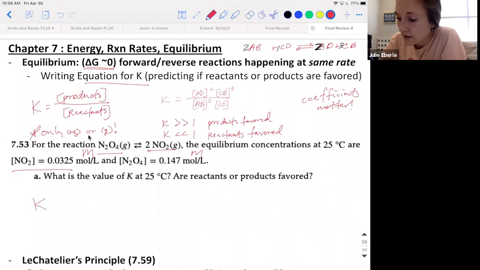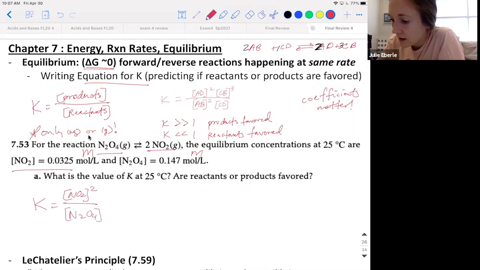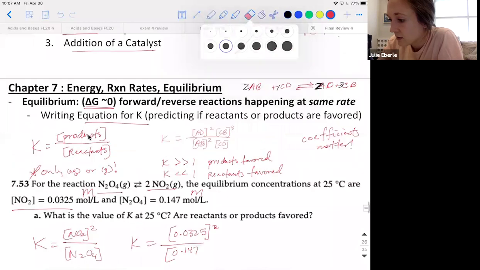So we say K is going to be equal to my product squared over my reactant. Coefficient is just 1. So now we say K equals, you just plug your numbers in. NO2 is 0.0325. I'm going to square that, divided by 0.147. And we do have units of molarity here. I should write those in. K is unitless. Whoops.